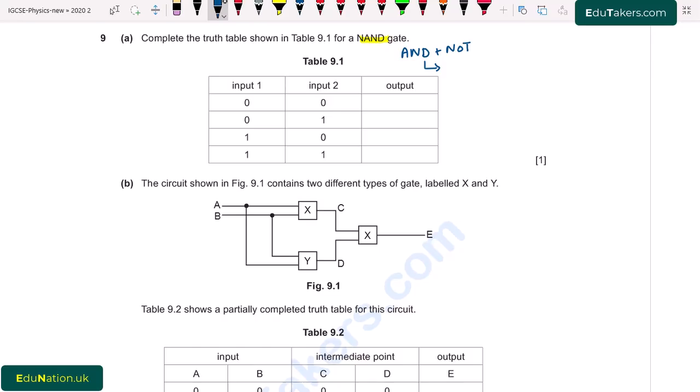And what is an AND gate? In an AND gate, when both of the inputs are high, the output will be high. Otherwise, the output will be low.